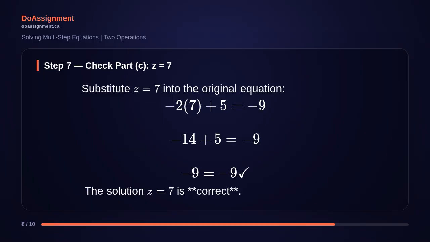To check, substitute z equals 7 into negative 2z plus 5. We get negative 2 times 7 plus 5, which is negative 14 plus 5, which equals negative 9. That matches the right side, so z equals 7 is correct.